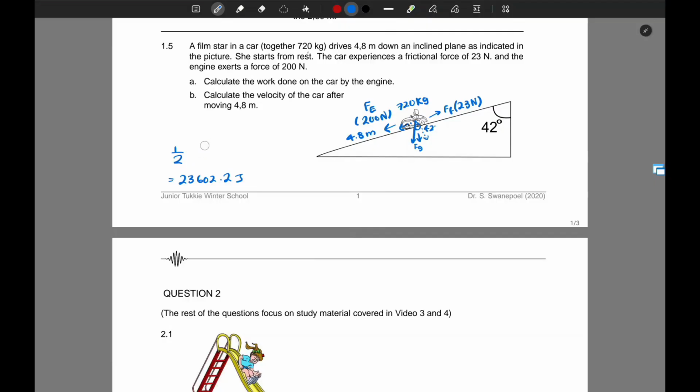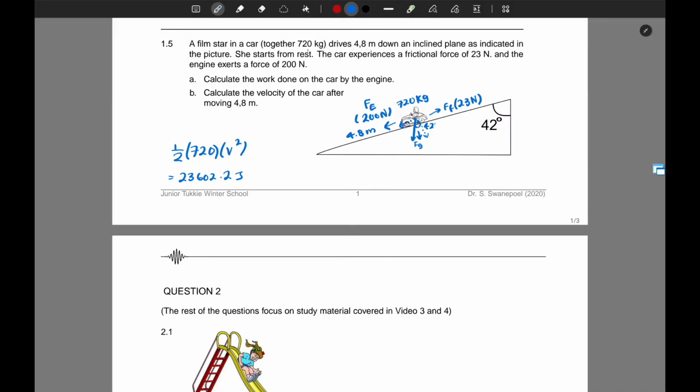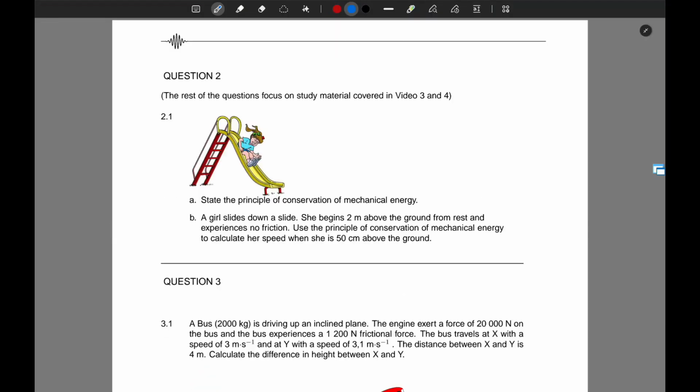Now we're going to take this number and equate it to the kinetic energy formula, which is half m v squared. We're given mass already, it's 720. V squared is equal to that. So again, with some algebraic manipulation, such as dividing by 720, then by 2, and then rooting it, you'll get V is equal to 8.08 meters per second.